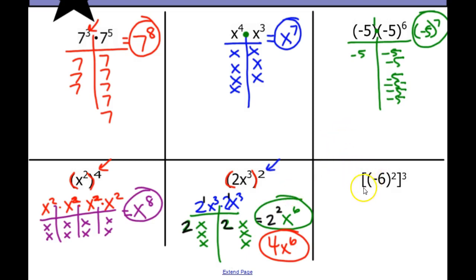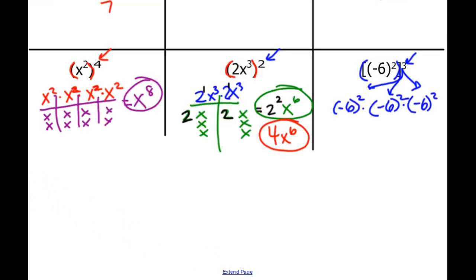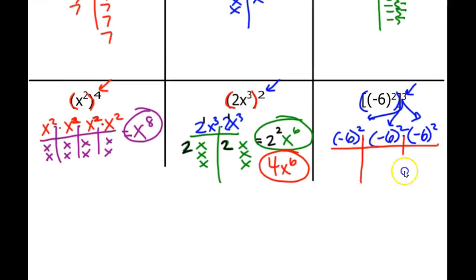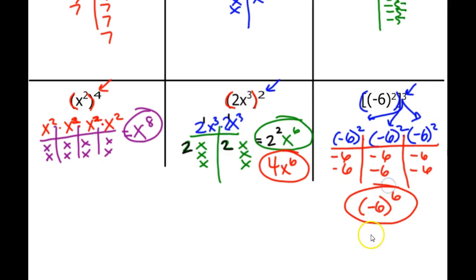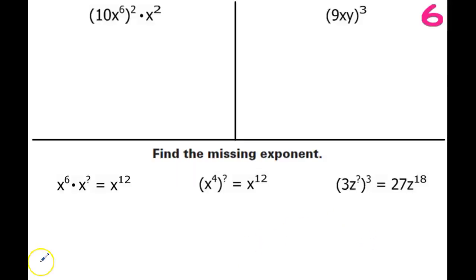Alright, this next one, these square parentheses we call brackets. It's just another way to show parentheses. So the outside exponent tells us how many times we write it. We're going to write negative 6 squared, negative 6 squared, negative 6 squared, 3 times. So how many negative 6's are there really? Each one of these is really 2 negative 6's, because the exponent is a 2. So how many negative 6's do we have total? Well, 2, 4, 6. So our answer is negative 6 to the power of 6.